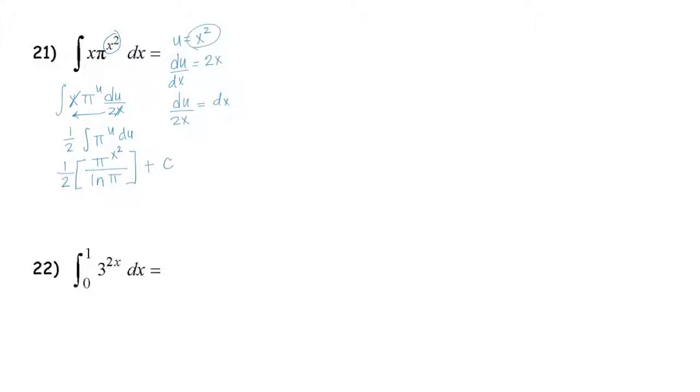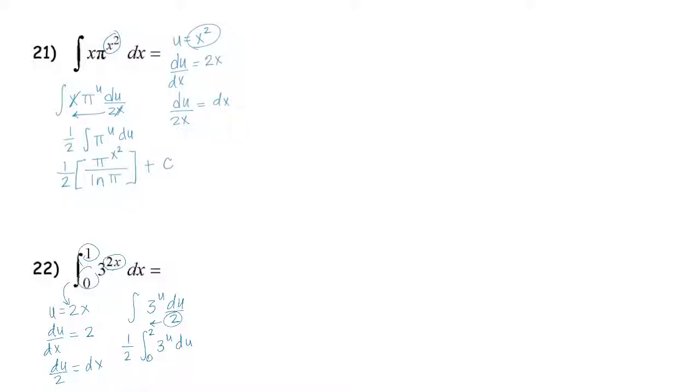All right, and it looks like one of the last problems on our packet. Again, I would let u be 2x. So du dx is going to be 2, and so du over 2 equals dx. Back over here we have 3 raised to the u, and dx is going to be du over 2, and we are going to move this 2 out. So I have 1/2 times the integral of 3 to the u du. Let's adjust our endpoints by substituting in here. So I'm going to be integrating from 2 down here to 0.